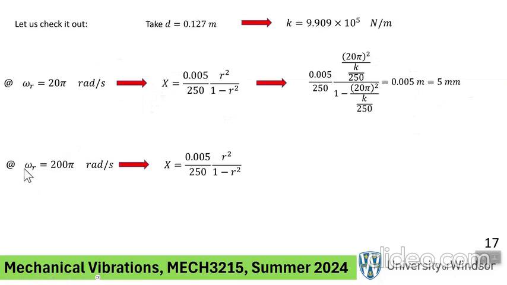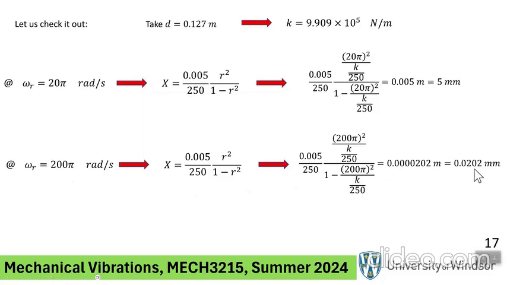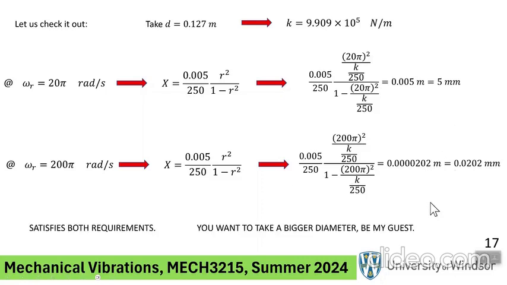But now let's go ahead and look at the 200 pi. You work it out and you get the maximum deflection of 0.0202 millimeter, or 0.02 millimeter. You see, even with a smaller diameter, at the higher speed, we get an acceptable deflection, less than 5 millimeter. So if you insist on taking the larger diameter, fine, but you're wasting your money.